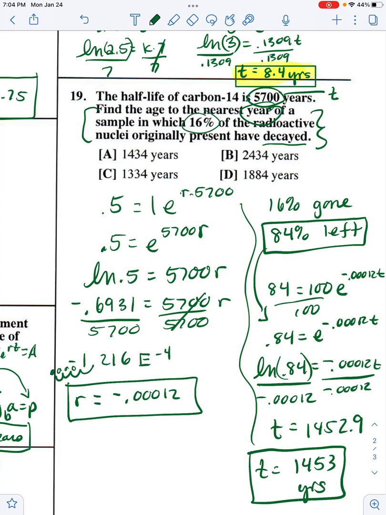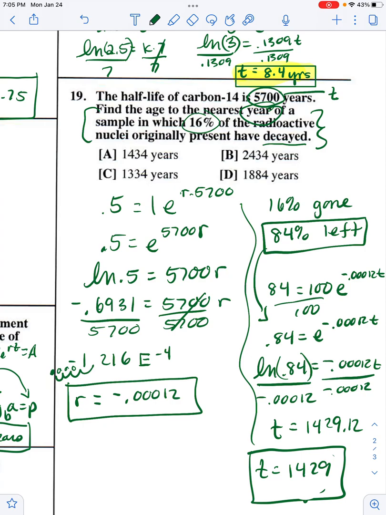I might have negative, hang on. I'm going to type it in again. ln 0.84 divided by negative 0.12312. I'll take a couple extra digits. I'm getting 1429 when I divide that. That makes more sense. So I get 1429.12-ish. So 1429-ish.